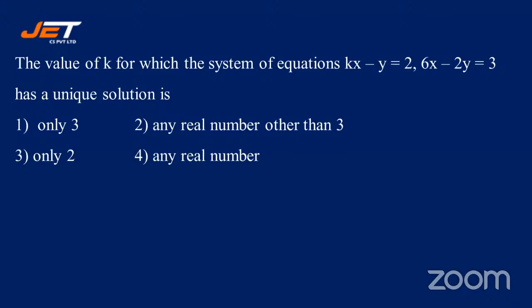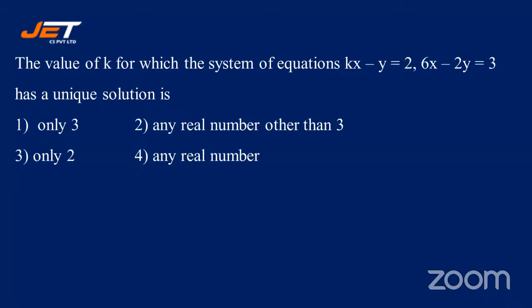The value of k for which the system of equations kx minus y equal to 2, then 6x minus 2y equal to 3 has a unique solution is dash. All right, so what is it? Has a unique solution is dash. Is it only 3, only 2, or any real number other than 3, or any real number?